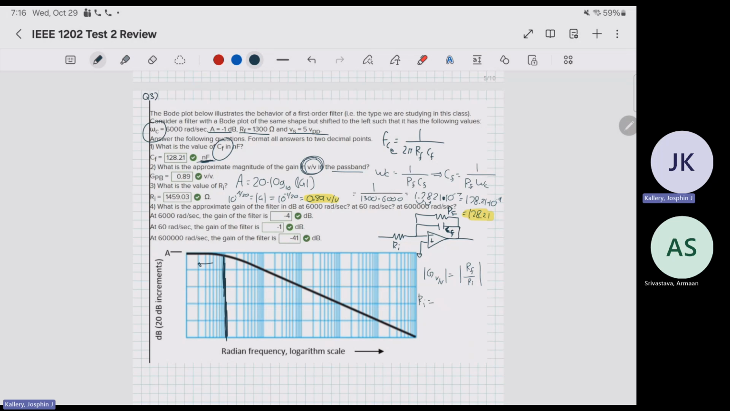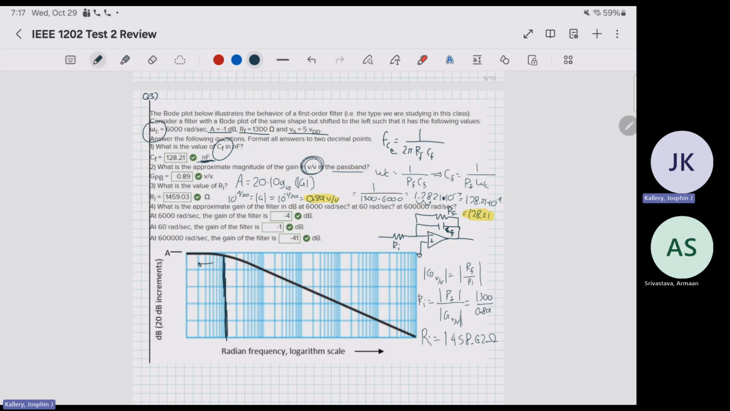So Ri equals RF over gain in volts over volts. So RF is 1,300. Our gain is 0.89. So then we should end up with Ri equals 1458.62 ohms. And I know the answer is 1459.03, but I believe it's within tolerance. So we're chilling. Okay.